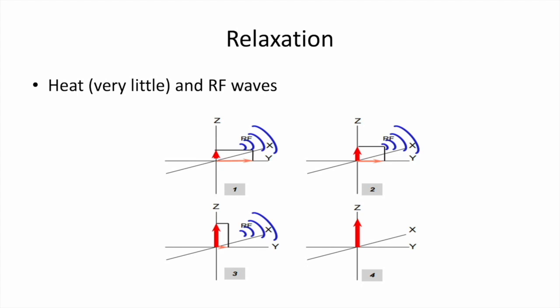Once the RF pulse is stopped, the protons again tend to align themselves along the external magnetic field. Energy is released during this as heat and RF wave. This process is called relaxation. There are 2 types of relaxation, T1 and T2 relaxation.